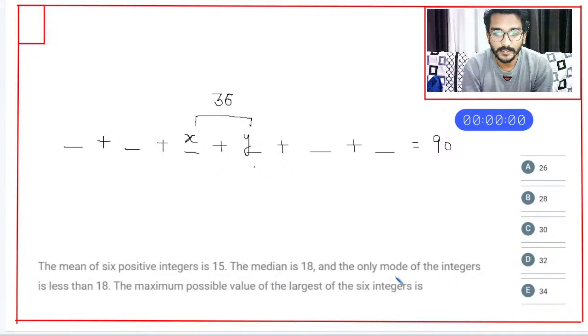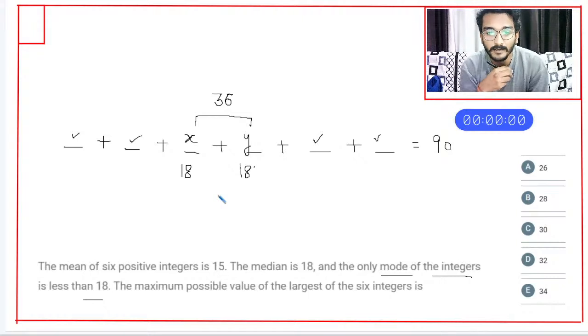Now moving ahead, we can say that the only mode of the integers is less than 18. The mode is what? The number which repeats the maximum number of times. That is the mode. So the mode is less than 18. Means if I have assumed this is 18 and this is also 18, then definitely this value will be greater than 18. It is given in the question that the mode is less than 18. Means we cannot take 18 as the values, because in that case our mode can be 18. So we have to take something different here.